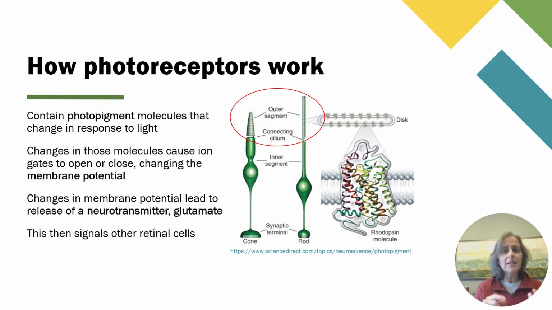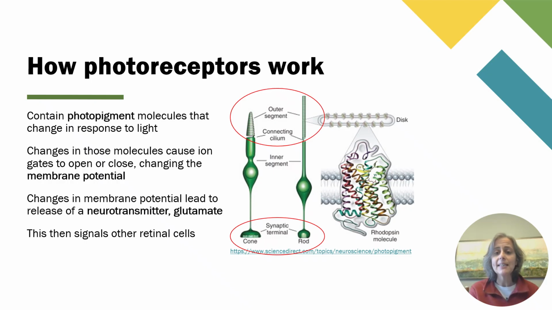Changes in those molecules then set off a whole sequence of events that lead to the opening or closing of ion channels. And so ions are going to flow according to their electrochemical gradient. Depending on what happens, the cell can either depolarize or hyperpolarize. You might be thinking, and then is it going to send an action potential? No. Photoreceptors are strange in that they don't send action potentials, but depending on what's happening with their membrane potential, they will release a neurotransmitter down from their synaptic terminal, and they release a neurotransmitter called glutamate.